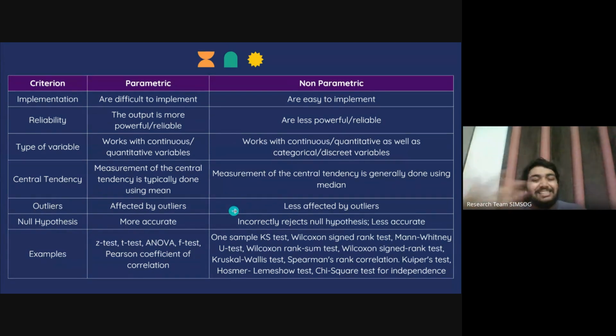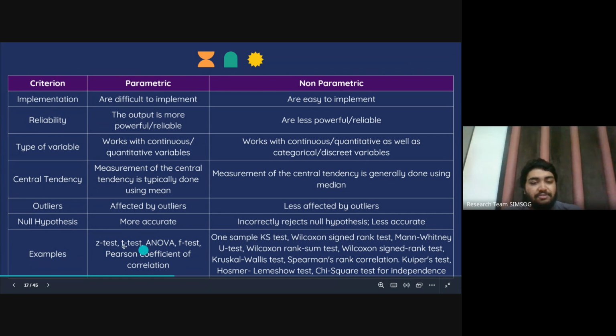It's basically everything is related, if you are getting the point of it. The null hypothesis in a parametric test is more accurate, whereas in a non-parametric test, it incorrectly rejects the null hypothesis. That is, there are strong chances that your test will show significant in spite of not being significant. If you remember, that is called the alpha error, the type 1 error.